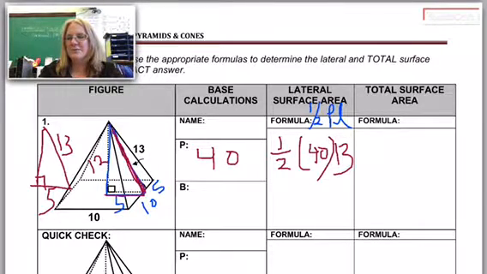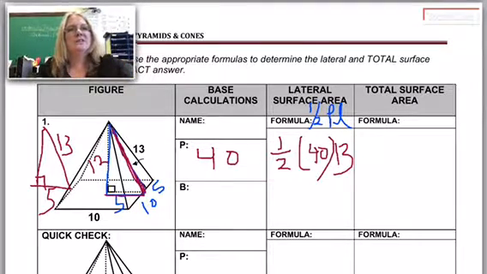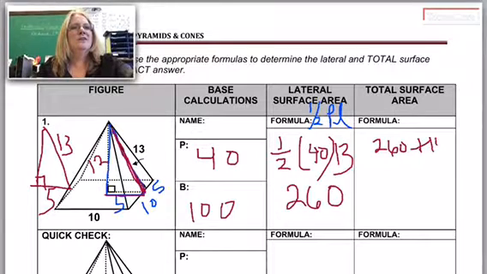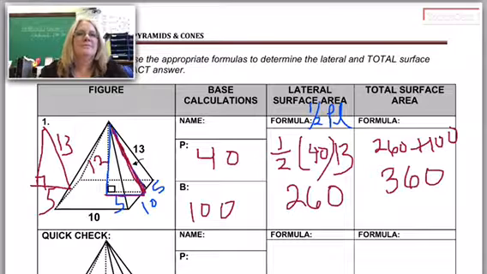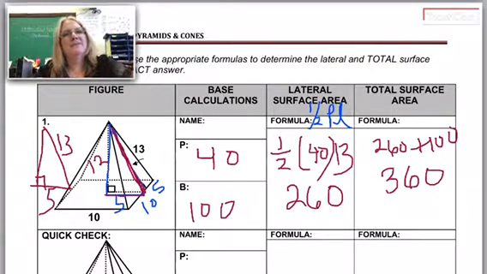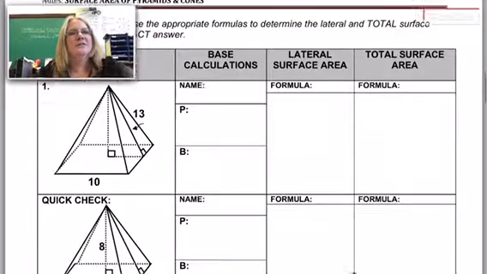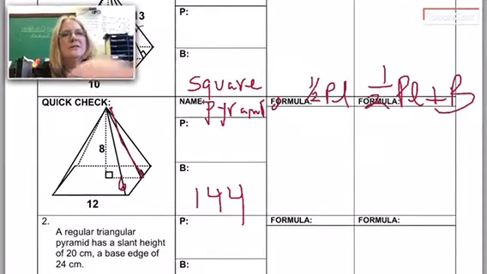We're going to need that next when it comes to volume. So this is just 20 times 13 is 260. Okay, then the area of the base is 10 times 10, or 100. So this is 260 plus 100, or 360. All right, I'm going to slide up, and you should pause and try and do the quick check yourself.